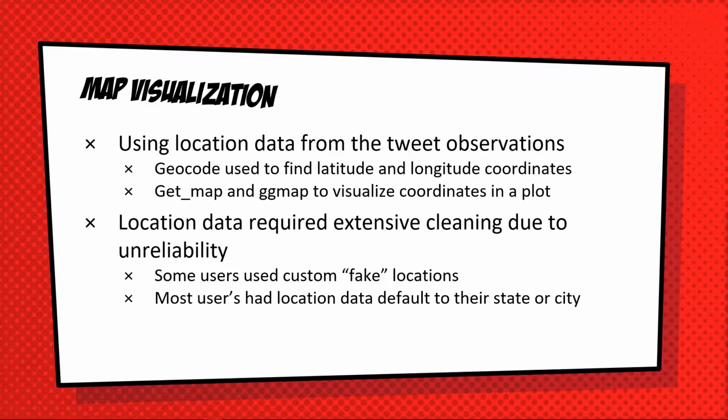Now, not every tweet was made the same. Unfortunately, some users use custom or fake locations on their tweet. A lot of the time, these were just jokey locations, something like Home Sweet Home, that does not have any real location or way to verify. However, most users had location data that was just default to their state or their city. Therefore, I was able to continue with the map visualization, with only about 1,000 or so observations lost due to the fake custom locations.